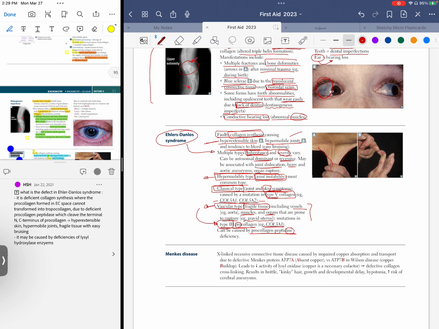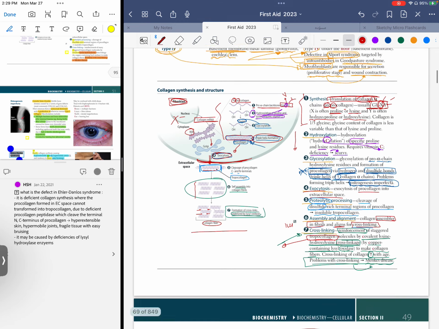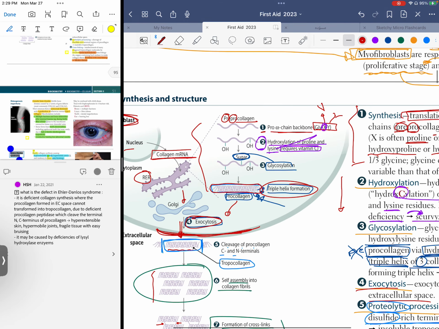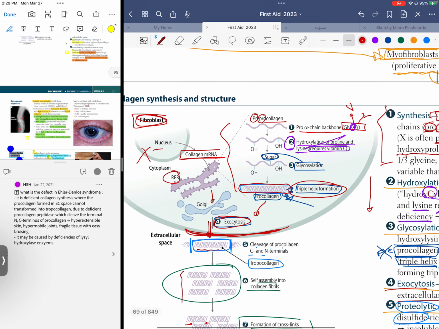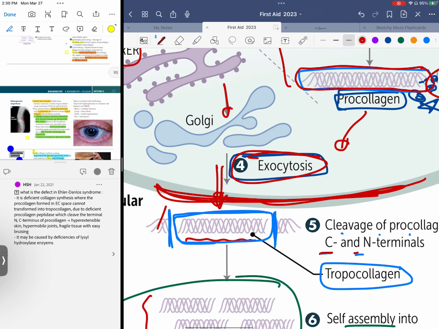It may be caused by deficiencies of lysyl hydroxylase enzyme. So basically, there is a deficiency of one of the enzymes over here. I'm not sure if its name is present, but basically it's called procollagen peptidase, okay? And it works over here. It causes the cleavage of procollagen at the C and N terminus. So this enzyme should remove this part and this part, like the sides of the procollagen, leading to a brand new type, that is the tropocollagen. So that's the problem in Ehlers-Danlos syndrome.